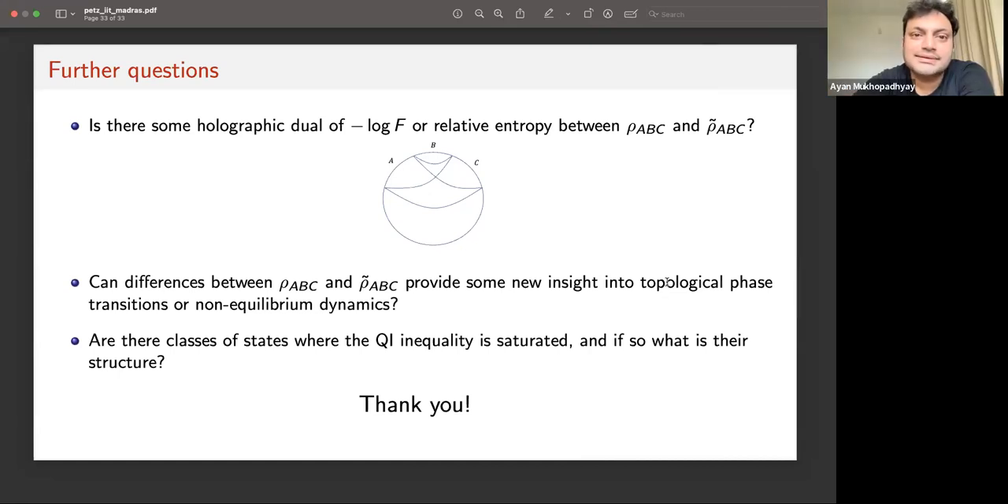Which basically tells us that this twirled Petz map was not necessary. We could just have used the simpler Petz map. Yes, indeed.